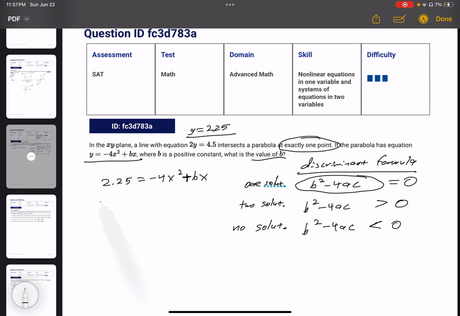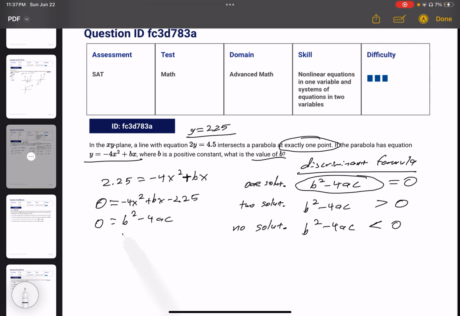So we have 0 is equal to negative 4x squared plus bx minus 2.25. And now what we're going to do is use our formula. So I'm going to write it one more time for you guys. B squared, here, let me write it like this so we have it in the same format. 0 is equal to b squared minus 4ac.